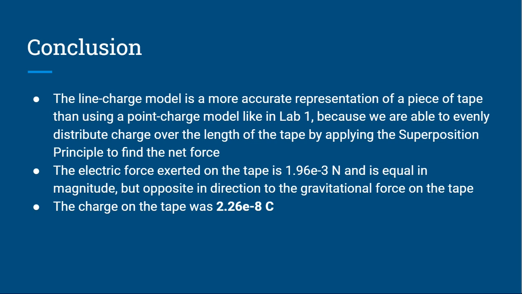In conclusion, in this lab, we learned that the line charge model is a more accurate representation of a piece of tape than using a point charge model like in Lab 1, because we are able to evenly distribute charge over the length of the tape by applying the superposition principle to find the net force. We found the electric force exerted on the tape is 1.96 times 10 to the negative third power newtons and is equal and opposite to the gravitational force on the tape. And the charge on the tape was more accurately estimated to be 2.26 times 10 to the negative 8th power coulombs.